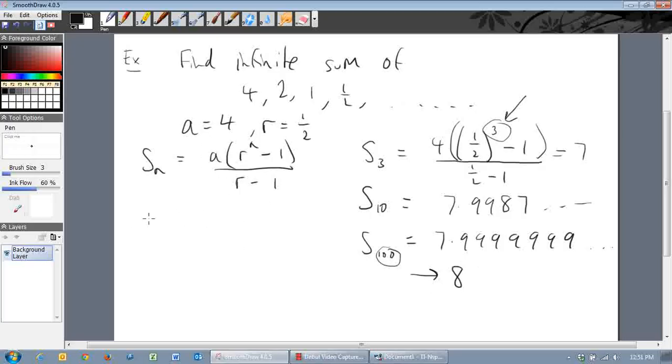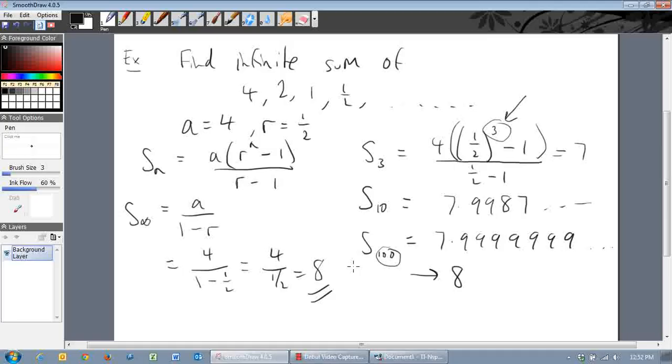Let's have a look at this. Our formula before, the infinite sum of any geometric series that has a ratio in between 1 and negative 1, was equal to a over 1 minus r, which is a, which is 4, over 1 minus, what was the ratio? Half. So 4 over 1 minus a half, which is a half. 4 divided by half is 8. And so there is your infinite sum. This number gets closer and closer. We say that it converges to this number here. It gets closer and closer and closer.